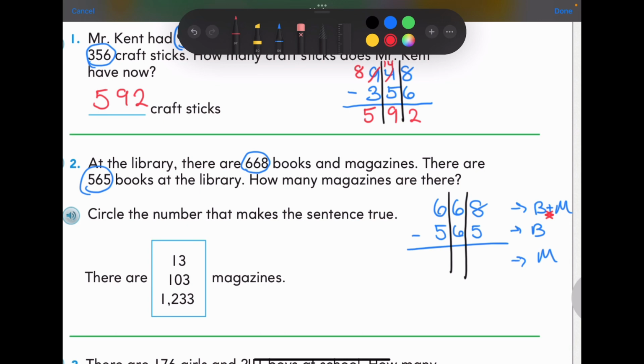Solving in the ones place, 8 minus 5 is 3. I can do that. 6 minus 6 in the tens place is 0. And 6 minus 5 in the hundreds place is 1. All right, so now I'm just going to circle the correct answer, 103.